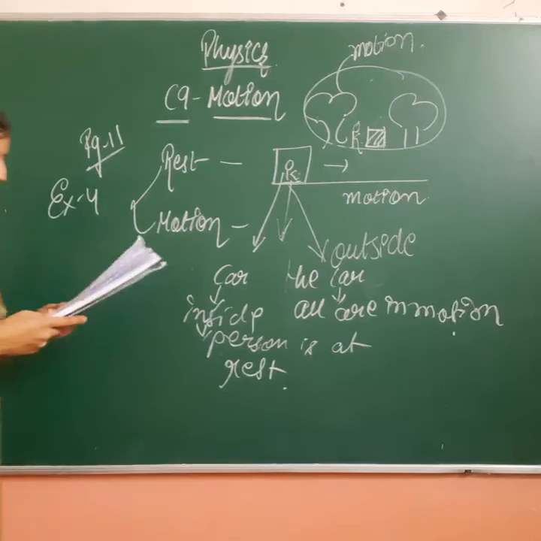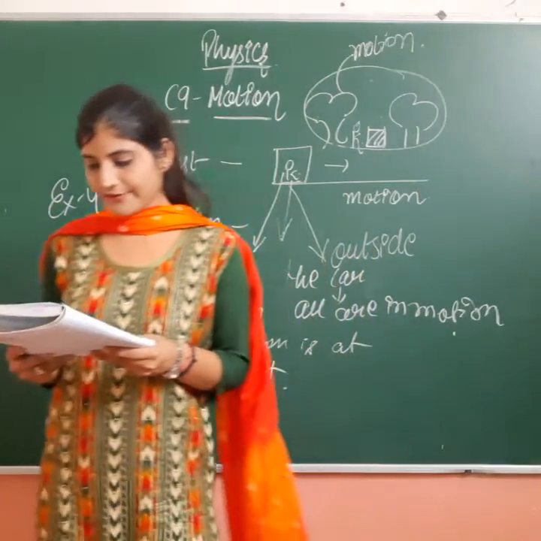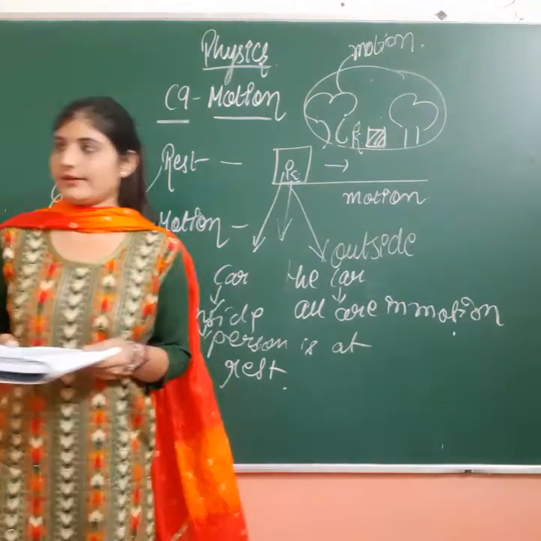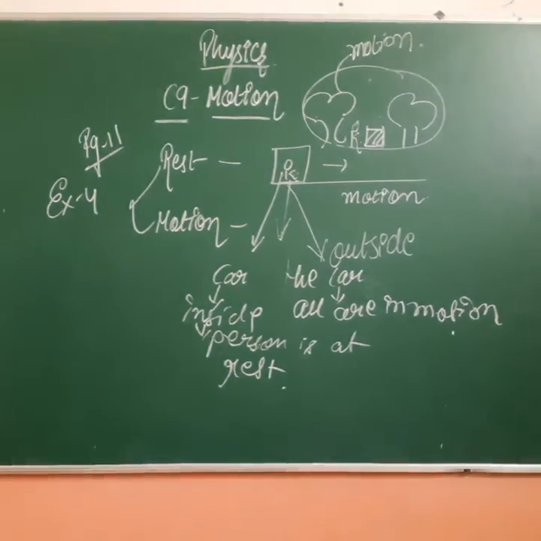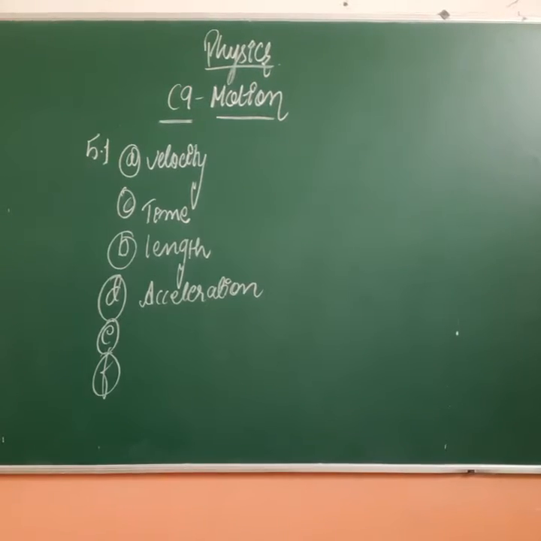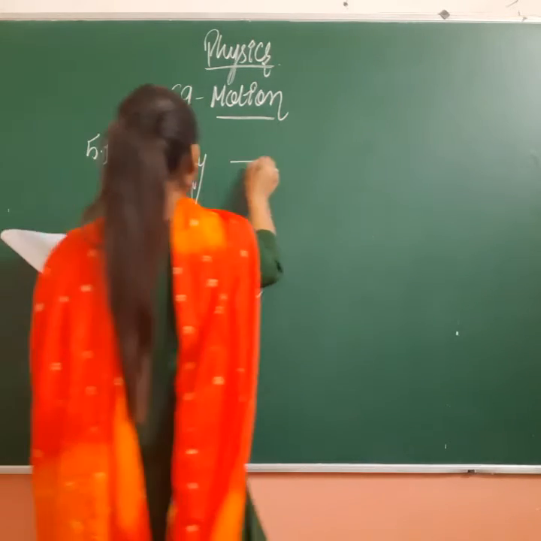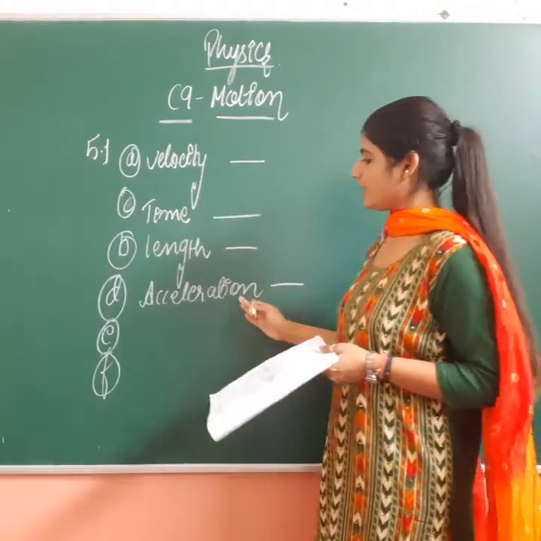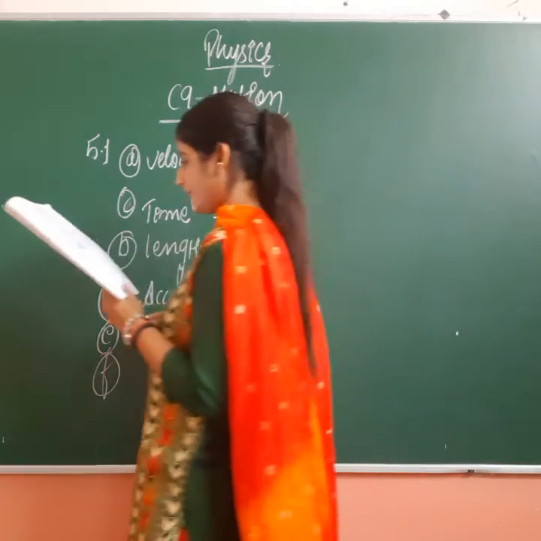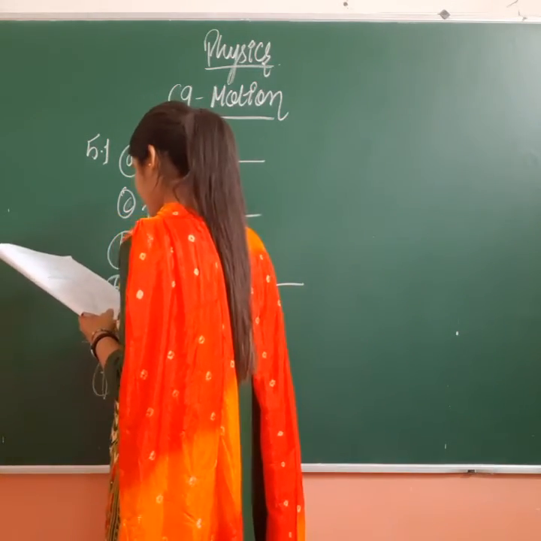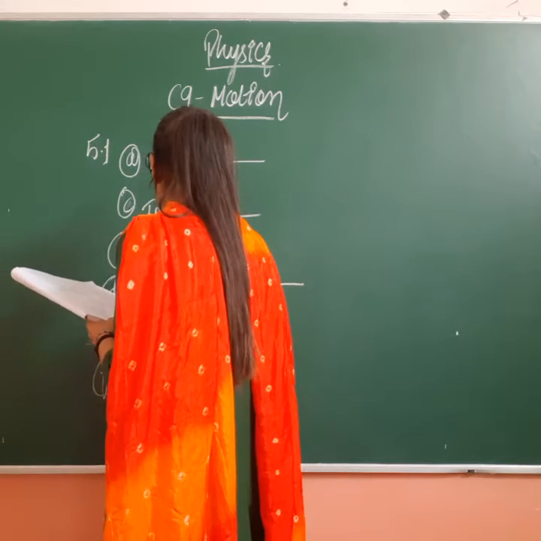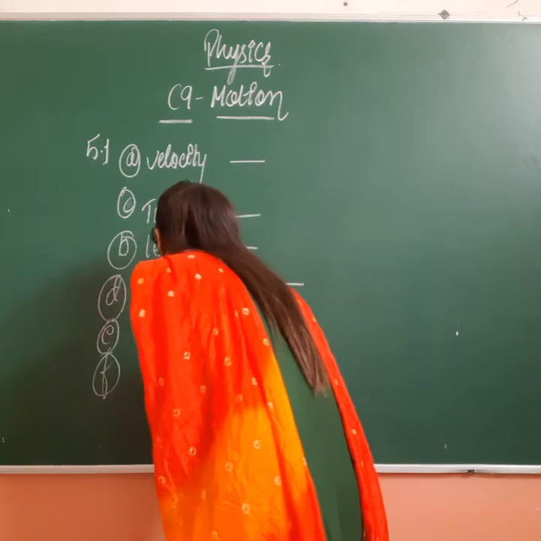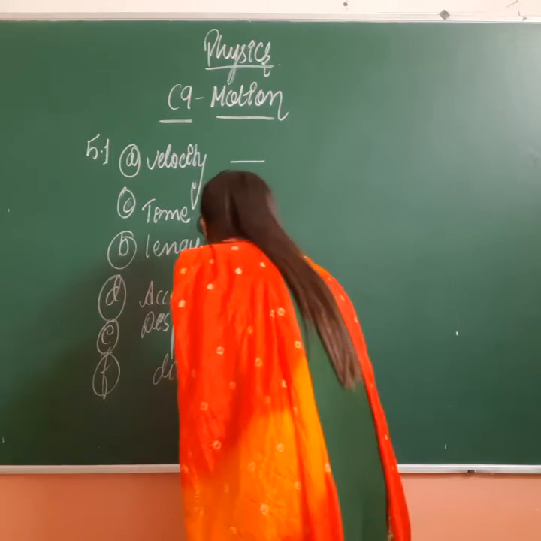Now let's move on to the next part, to classify them as either scalar or vector quantities. So I will be writing up the quantities and we have to classify whether they are scalar quantities or vector quantities. Acceleration, distance, displacement, distance.